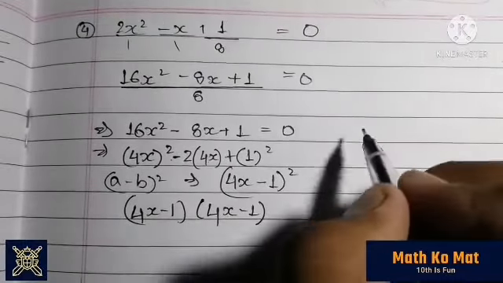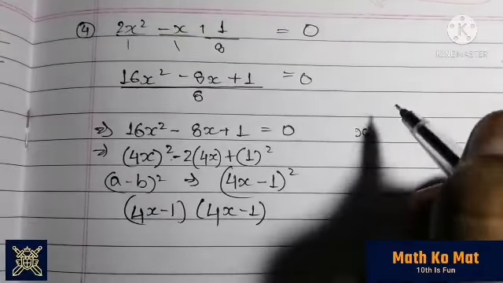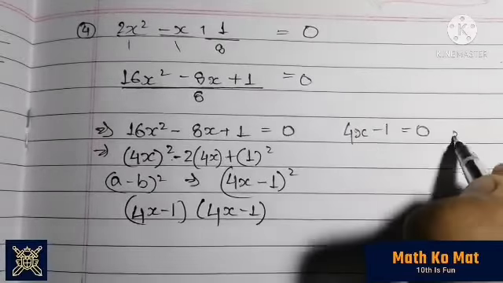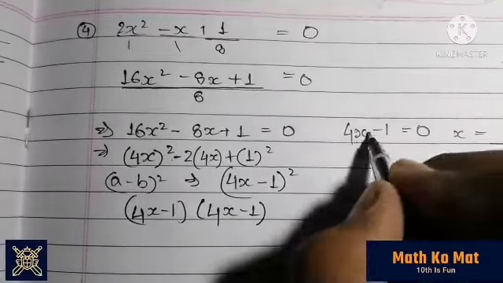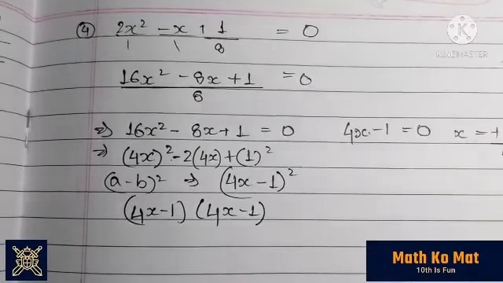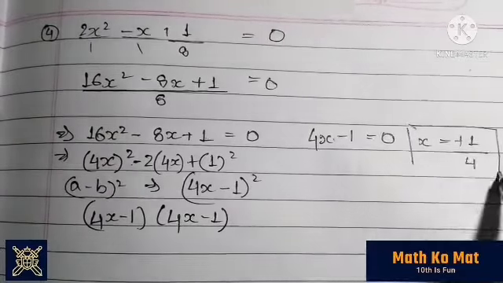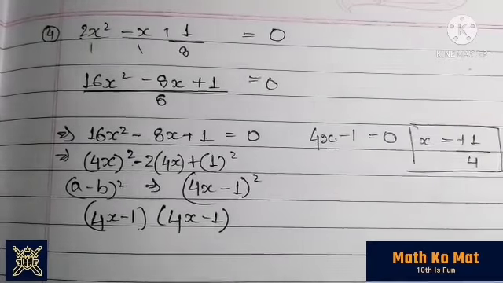So here you get that x is equal to, you equate both of them to 0, so you get 4x minus 1 is equal to 0. You get x is equal to 1 by 4. Minus 1 over that side plus 1 by 4. And similarly, since both of them are equal, so both of the roots will be equal to 1 by 4. So now let's move on to the fifth and the last part.